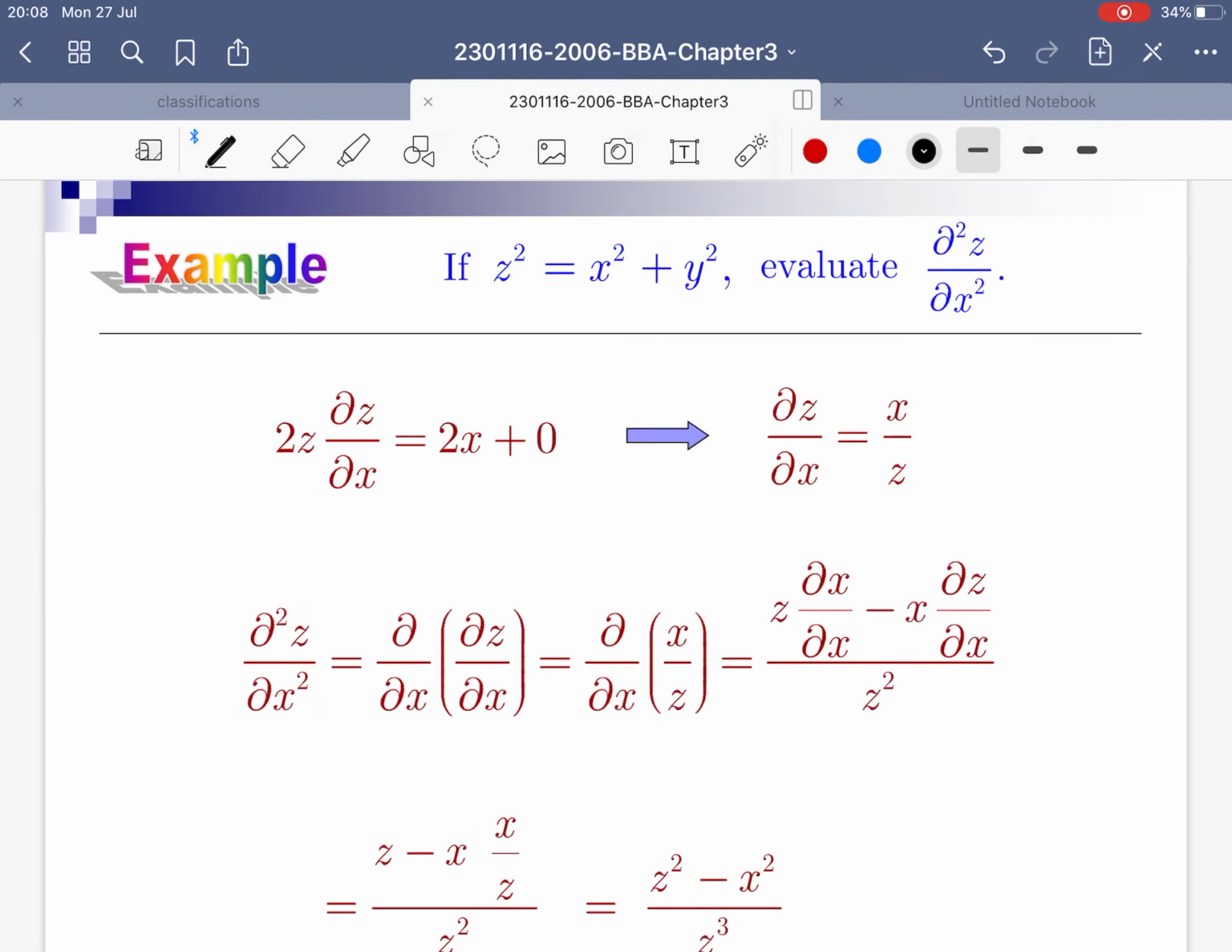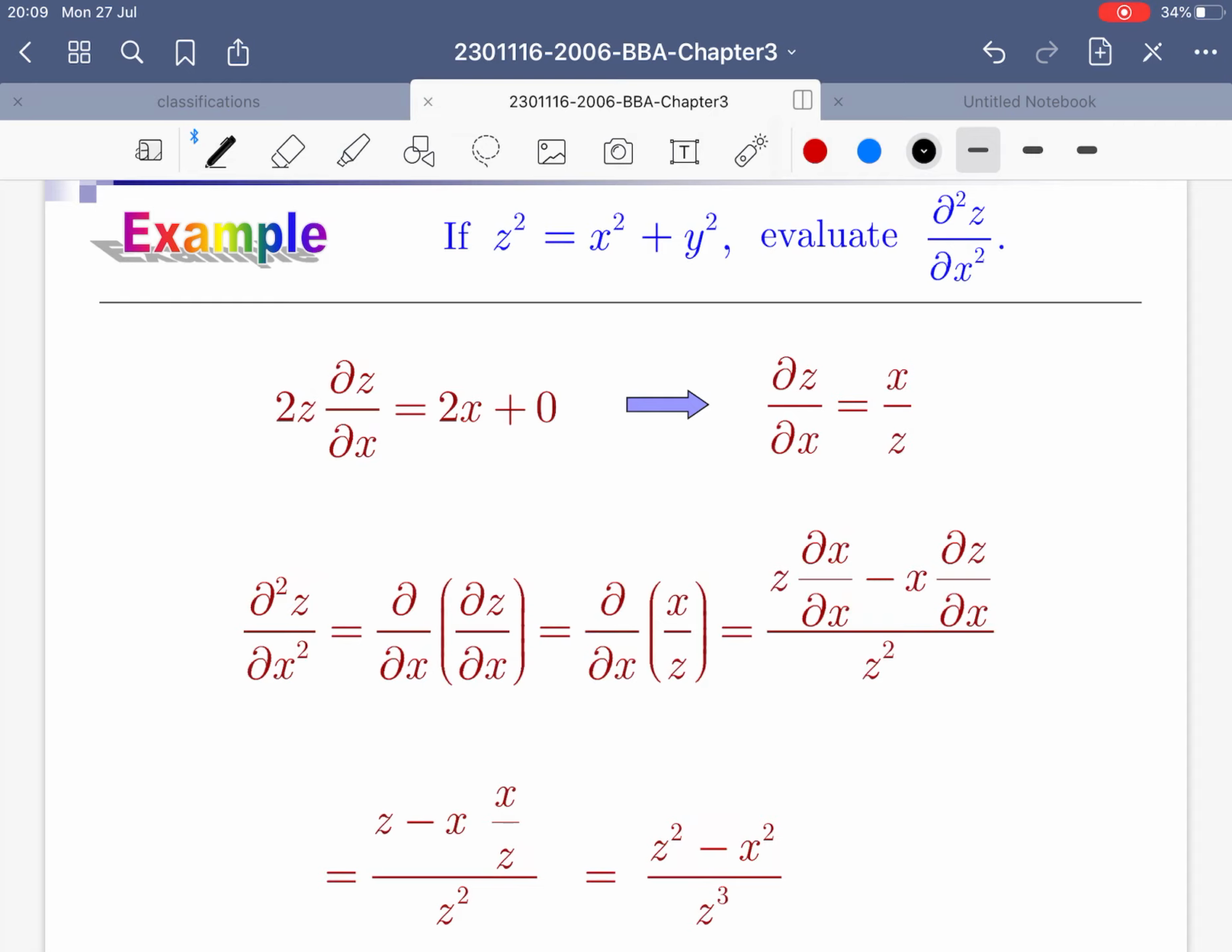How about this one? If you are starting with an implicit relation like this, and you need to find a second derivative of z with respect to x twice. What you do is take a derivative with respect to x on both sides. So here you get 2z, and because your z has the x hidden, you have dz by dx. This one you get 2x, this one is another variable, but right now the derivative with respect to x gives 0. So dz by dx, as we did previously, is x over z.